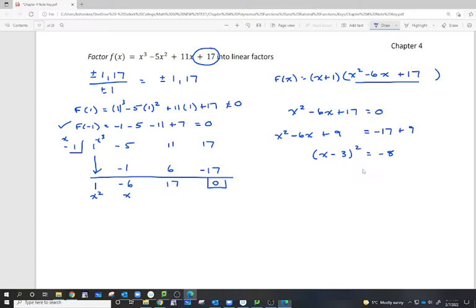Then to solve for x, I'm going to take the square root. So I get x minus 3 equals plus or minus the square root of negative 8, which I'm going to simplify. So x minus 3 equals plus or minus 2 root 2 i. The highest perfect square that goes into 8 is 4: root 4, root 2, root negative 1. And then isolate x: x equals 3 plus or minus 2 root 2 i.